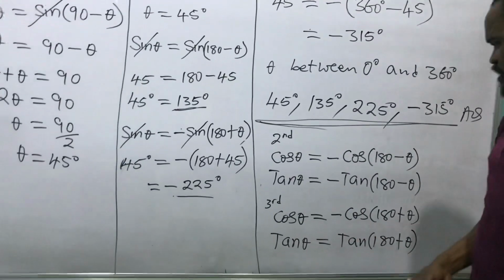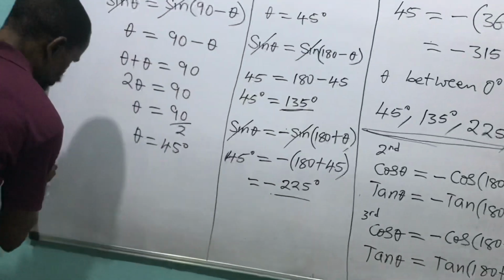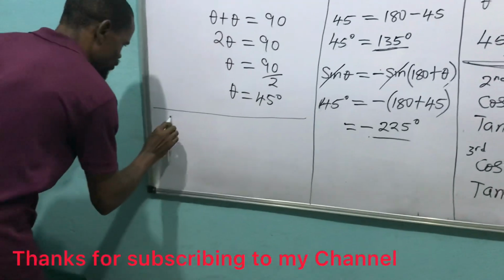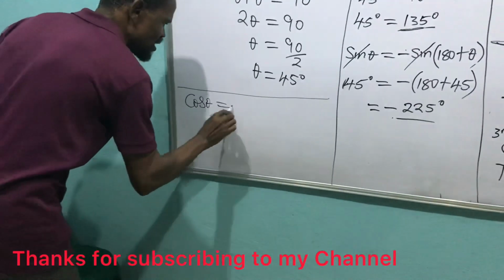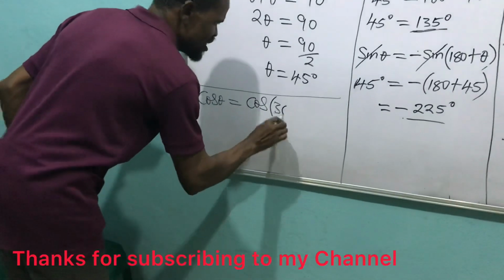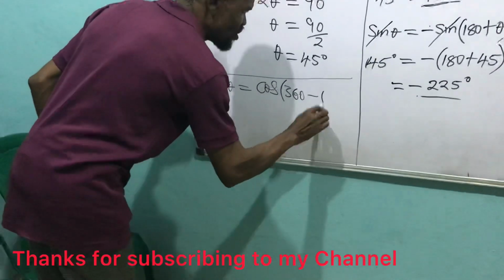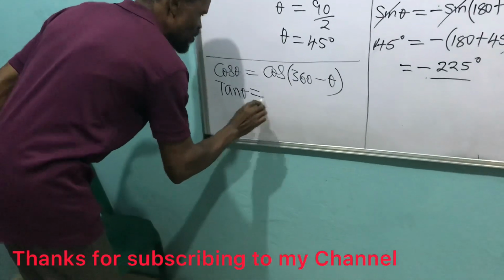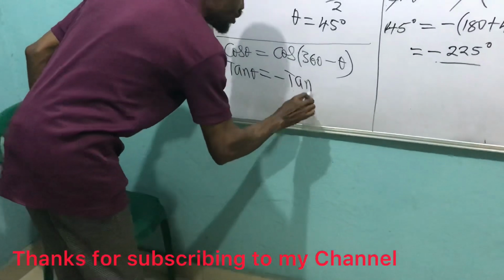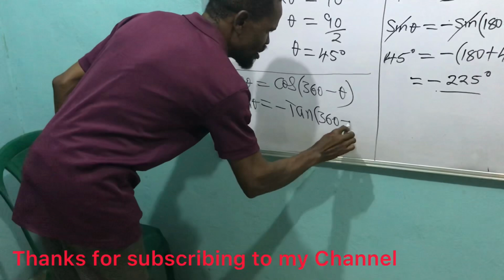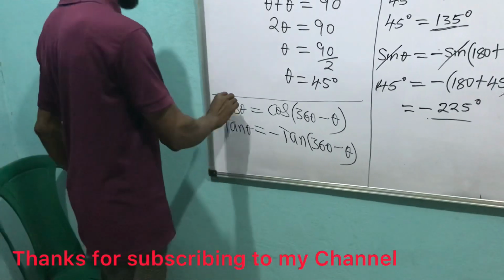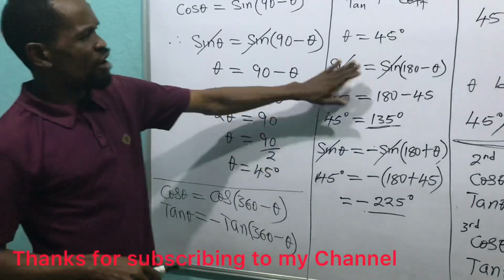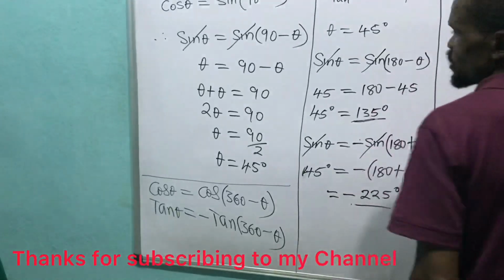The fourth quadrant: in the fourth quadrant, I have only cos that is positive, which gives me cos theta is equal to cos of 360 degrees minus theta. That's it. And tan theta is equal to minus tan of 360 degrees minus theta. That's the fourth quadrant. So now, what they asked me to solve is what we have already done. So, that's it.